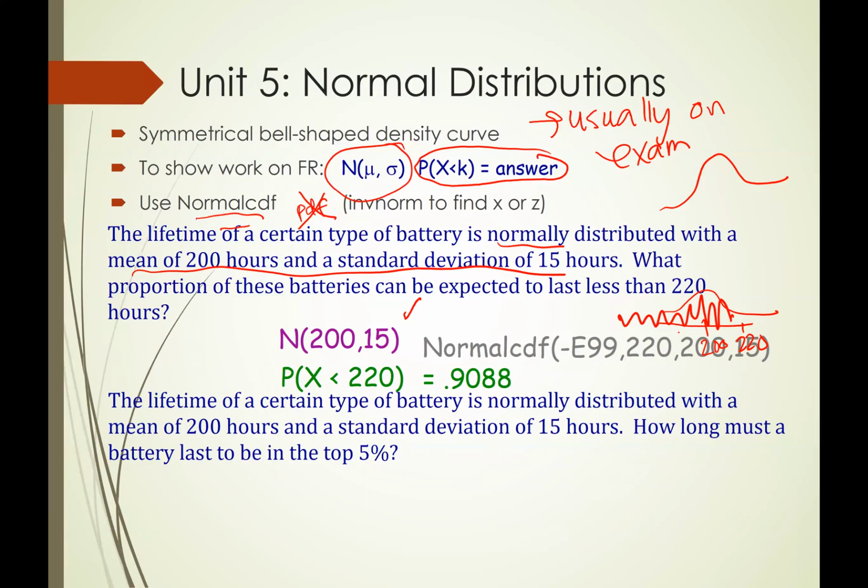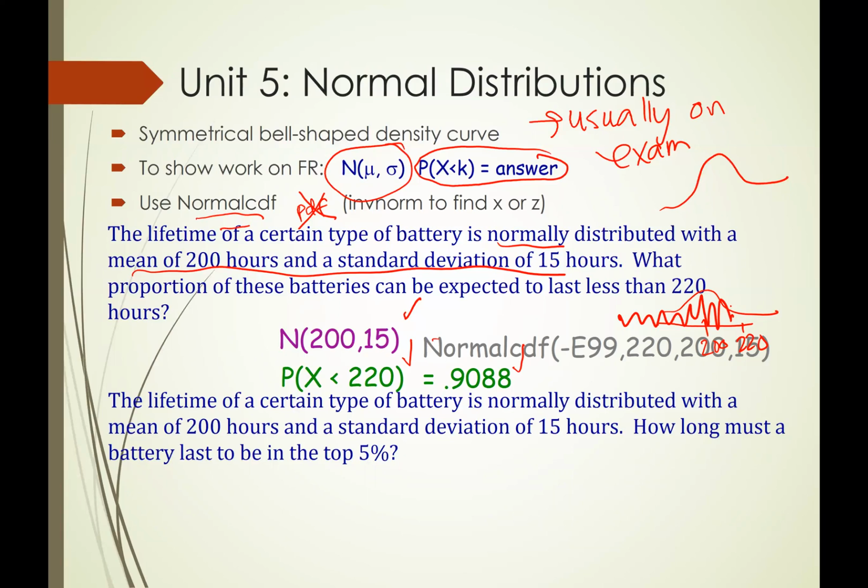So this part is not part of your work, but you're going to use normal CDF. You have your lower bound over here, somewhere is going to be negative infinity. Your upper bound is the 220. You type in your mean and standard deviation, you get 0.9088. So when your person is grading this, they're looking for your distribution. Your probability statement equals your answer. That's not part of the work. I'm just showing you so that you can see it later.